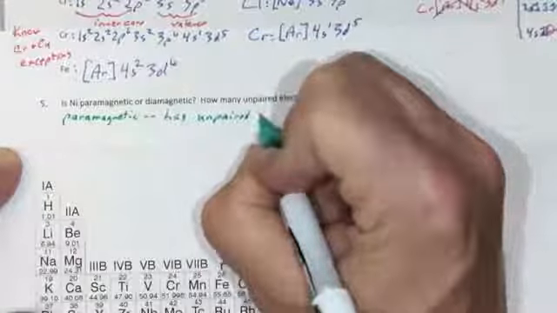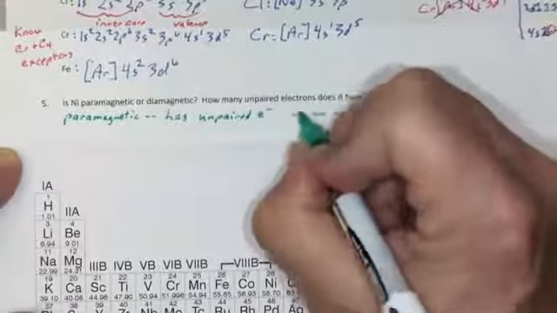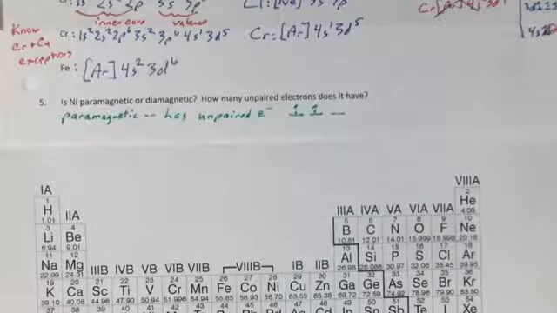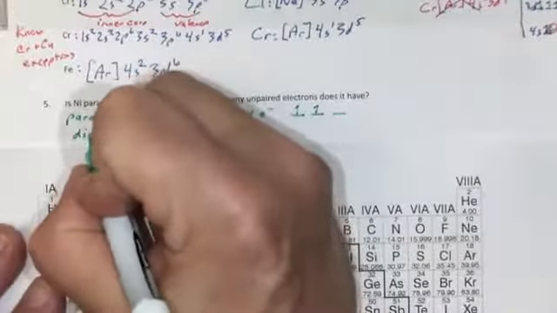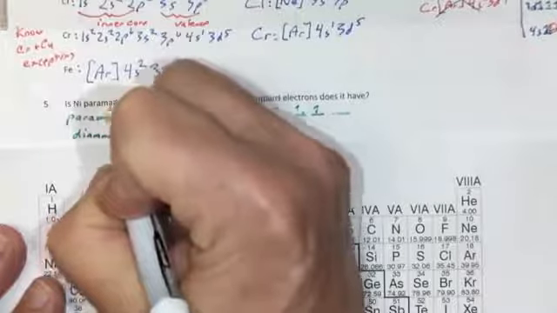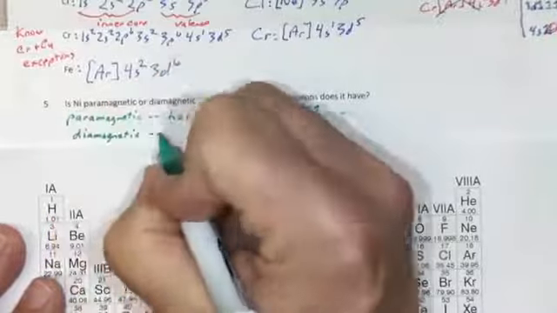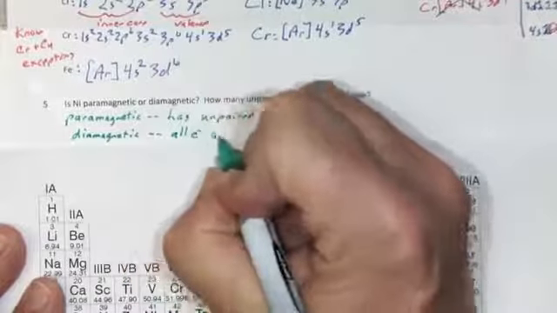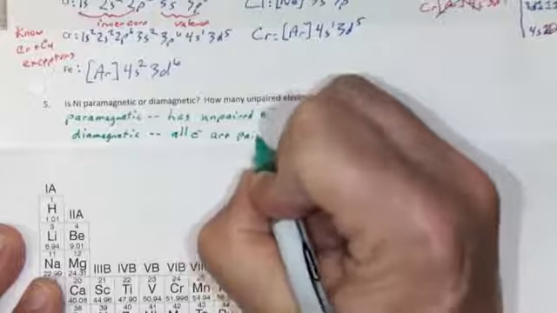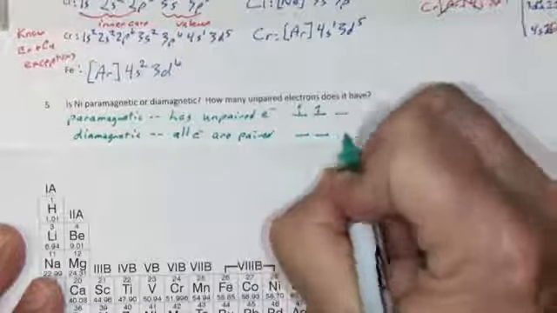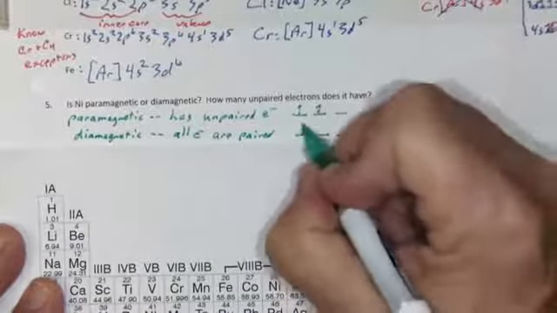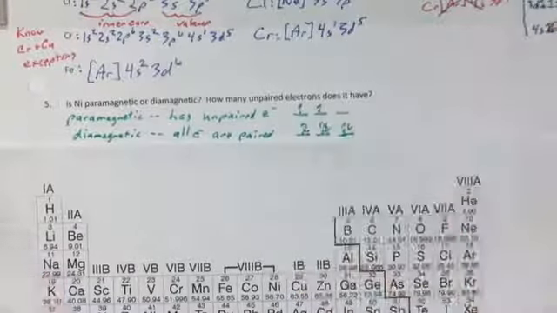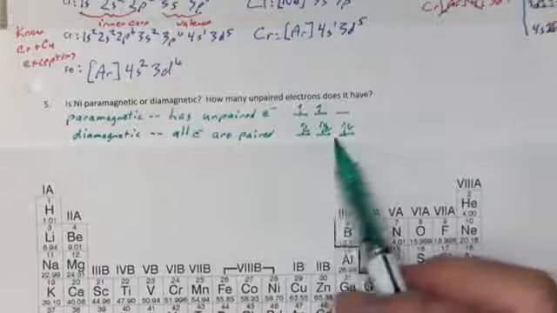Now, by unpaired electrons, that means that in some of the orbitals, it has electrons with upspin, but none pairing it up with downspin. Diamagnetic, in contrast, describes an atom whose electrons are all paired. All electrons are paired if it's diamagnetic. So if we have 3 different orbitals, 1, 2, 3, 4, 5, 6, every one of those is paired up. There are no unpaired electrons, so this would be diamagnetic.